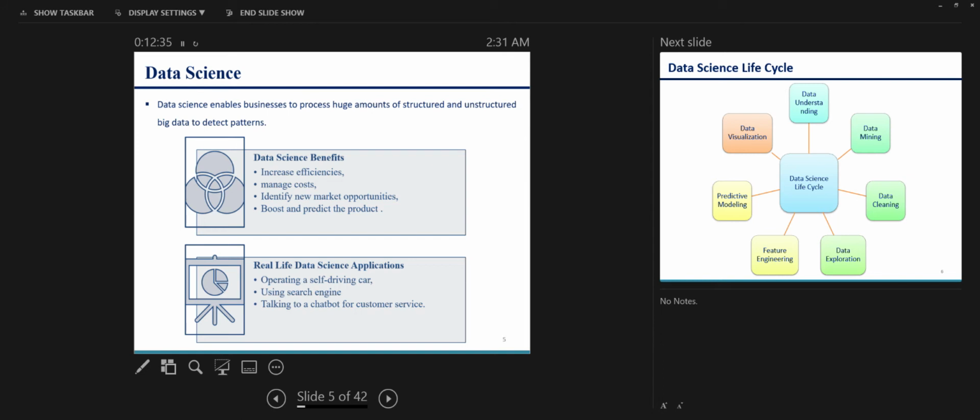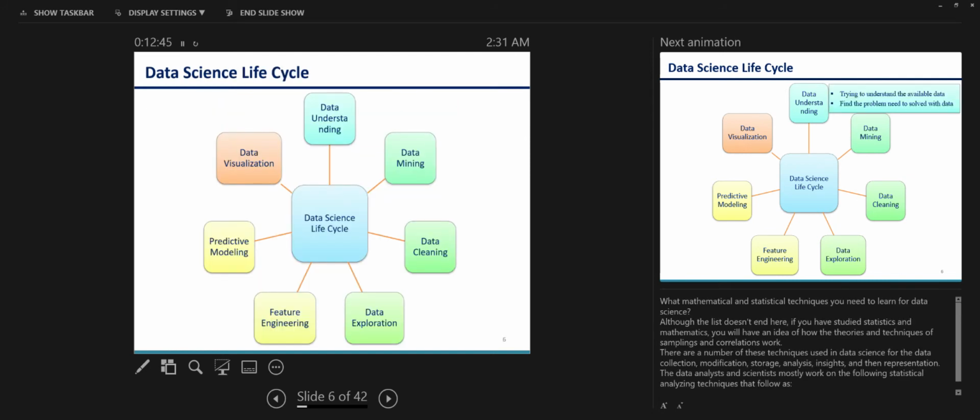So let's see the data science life cycle and how it works. As we talked about in the beginning, the data science life cycle depends on these seven basic things. First, we have data understanding. Data understanding means we try to understand the available data and find the problem we need to solve with the data. Meaning, we need to understand what data we have, why we are using this data, and what problem we are going to solve with it. We need to understand the whole data first.